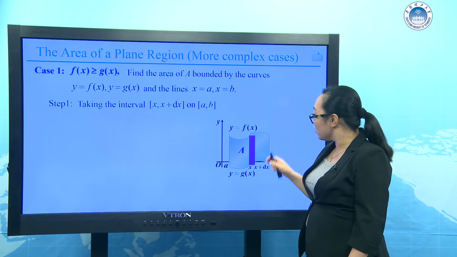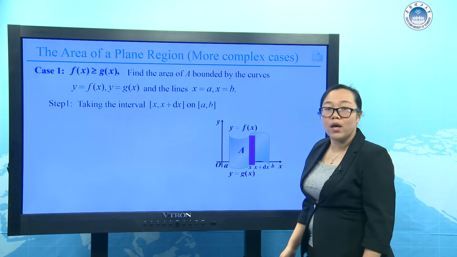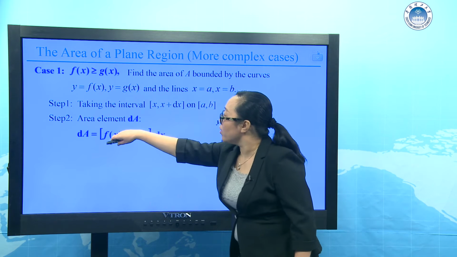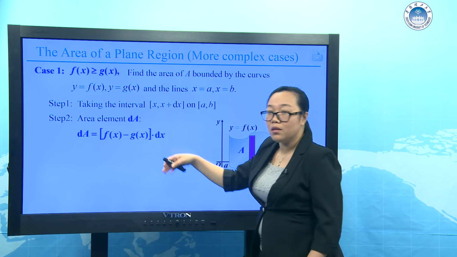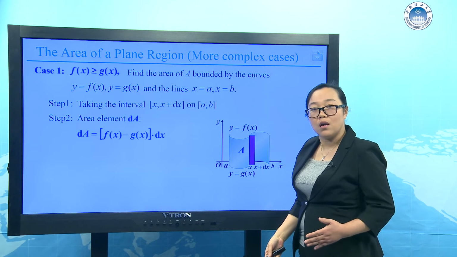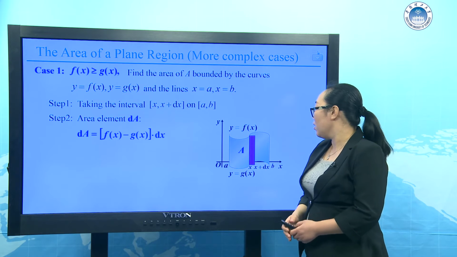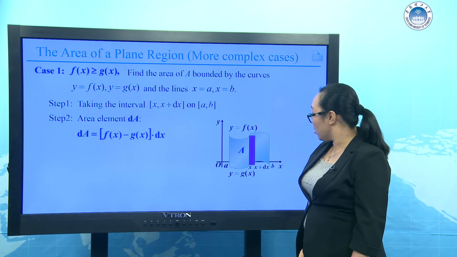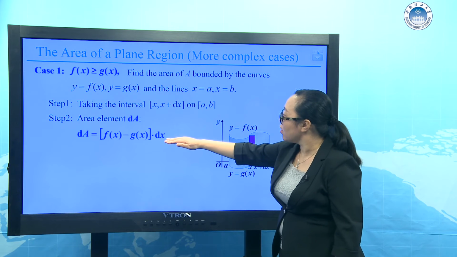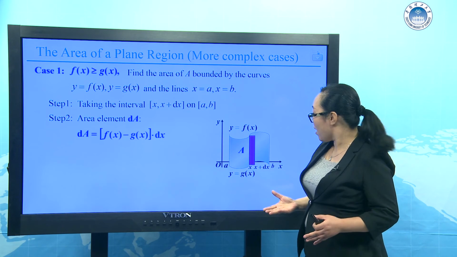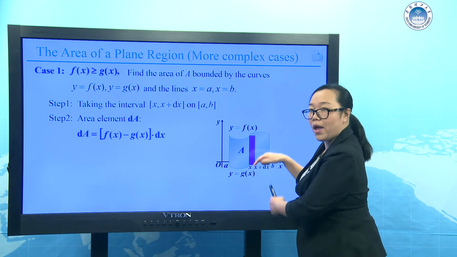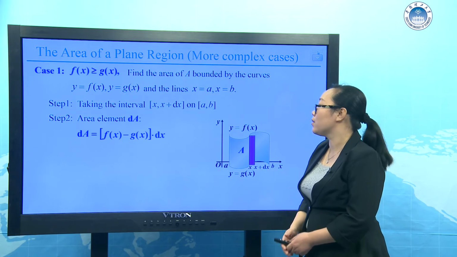So now look at the area of the rectangle, the corresponding area element dA. dA, the area of some rectangle, equals the bottom times the height. The bottom equals dx. How about the height? The height equals f(x) minus g(x), the distance.